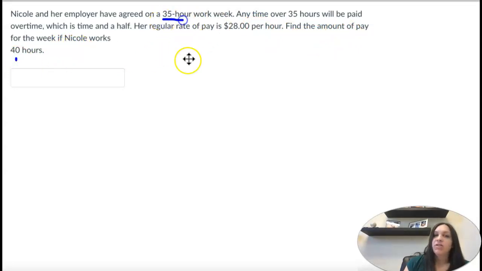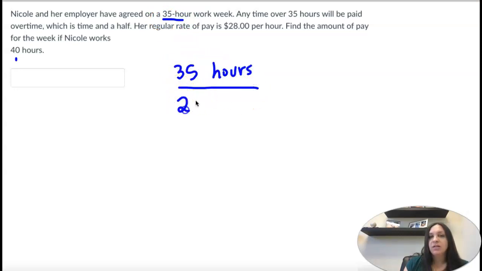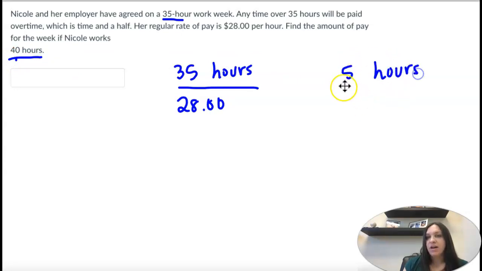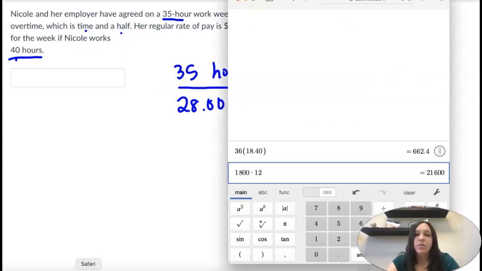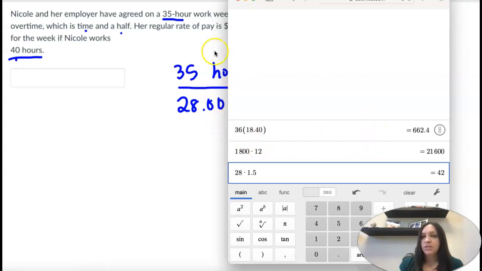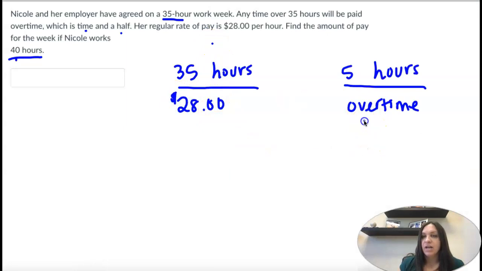So they agreed on 35 hours. She's going to get paid $28 per hour. And then she worked 40. So there's another extra 5 hours where she's going to get paid overtime, which is time and a half. Okay, so to figure out that amount, the time and a half, we take what she makes and we times it by her time, which is 1 and a half. So that is $42 an hour of overtime.